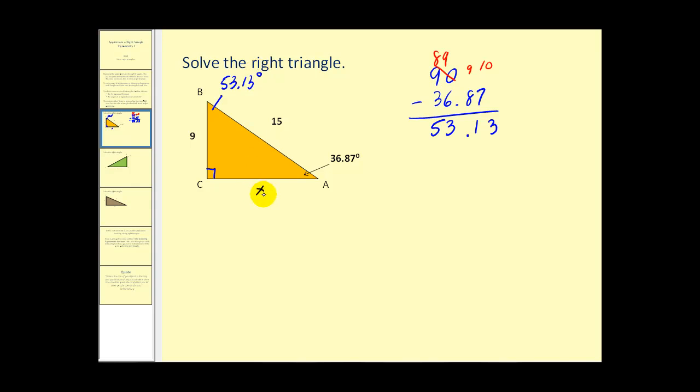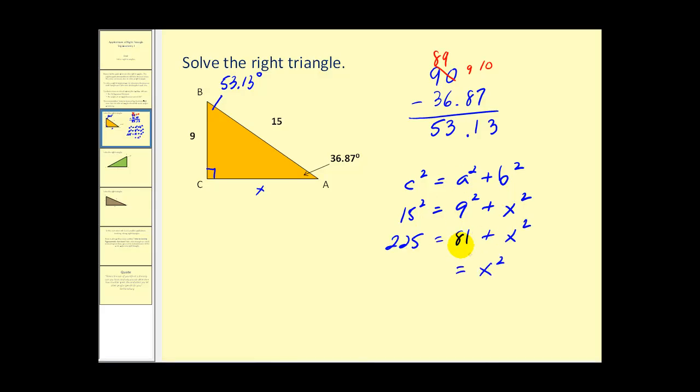Next, we're missing this side of the right triangle, and we can use the Pythagorean theorem to figure out the missing side here. Remember that c squared is equal to a squared plus b squared, so we would have 15 squared equals 9 squared plus x squared. Let's isolate x squared. If we subtract 81 on both sides, we'd have 144 equals x squared. Square root both sides of the equation. X equals 12. So AC is equal to 12 units. And we have all the angles and all the sides, so we've solved the right triangle.